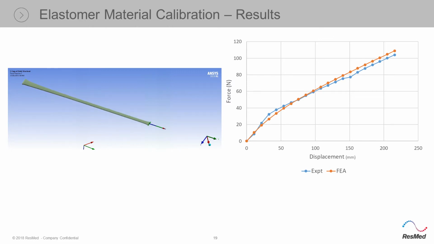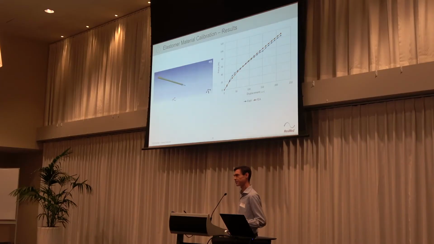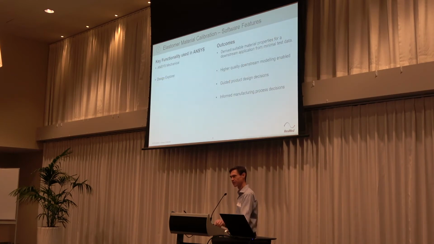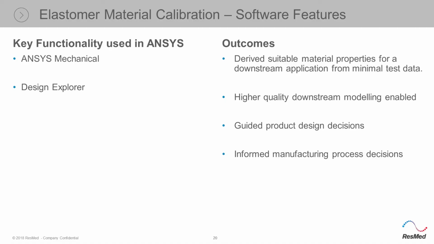But just after a few iterations, we're able to get a really good estimate and curve fit to that experimental result, and that allowed us to progress and do some much more complicated modelling with a calibrated material data set, which allowed us to then guide some design decisions which were related to tooling.